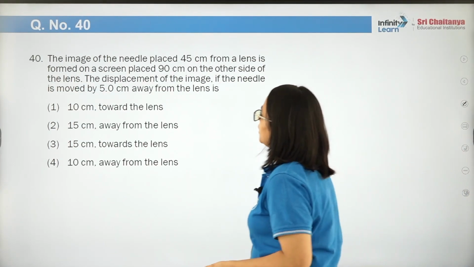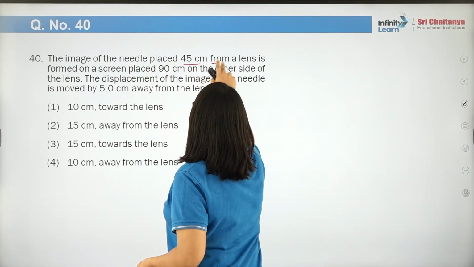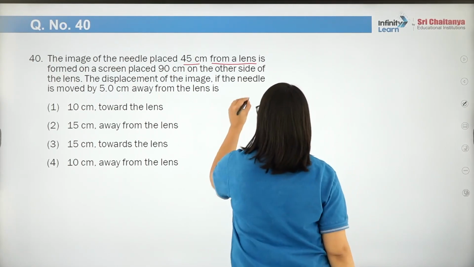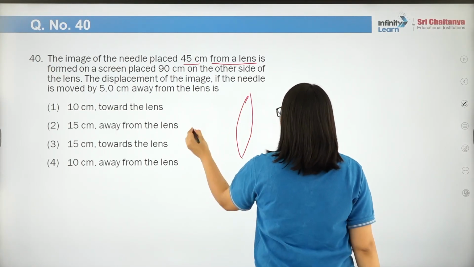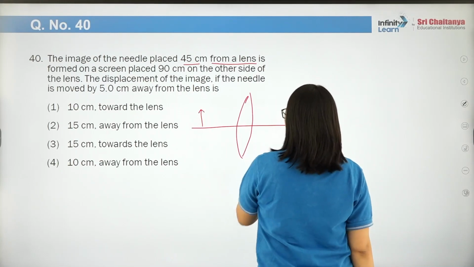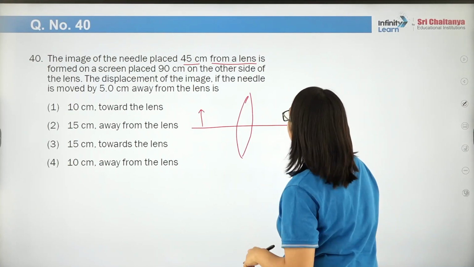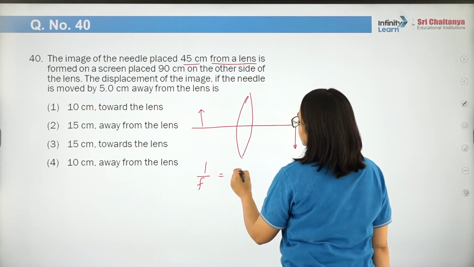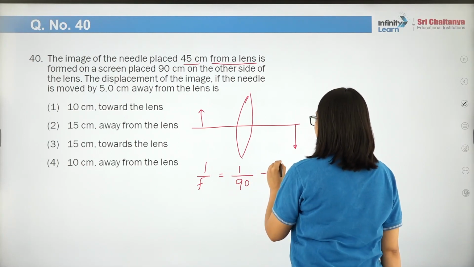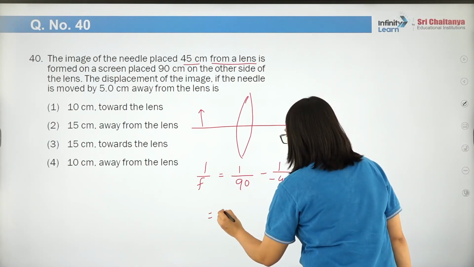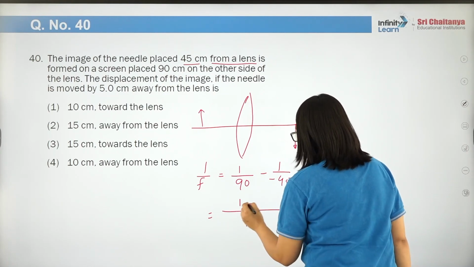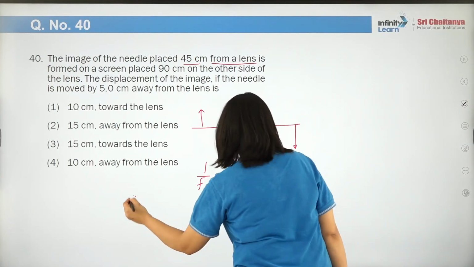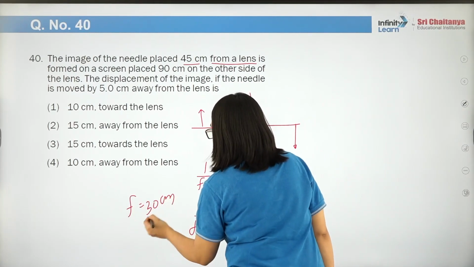Next is question number 40. The image of a needle placed 45 centimeter from a lens is formed on a screen placed 90 centimeter on the other side of the lens. So we have the lens and the needle is here, and its image is at 90 centimeter. So 1 upon f is equal to 1 upon v, which is 1 upon 90, minus 1 upon u, which is minus 45. So this will be 90 and this will be 1 plus 2. So this is 3 upon 90 and it is 1 upon f. So f will be 30 centimeter.